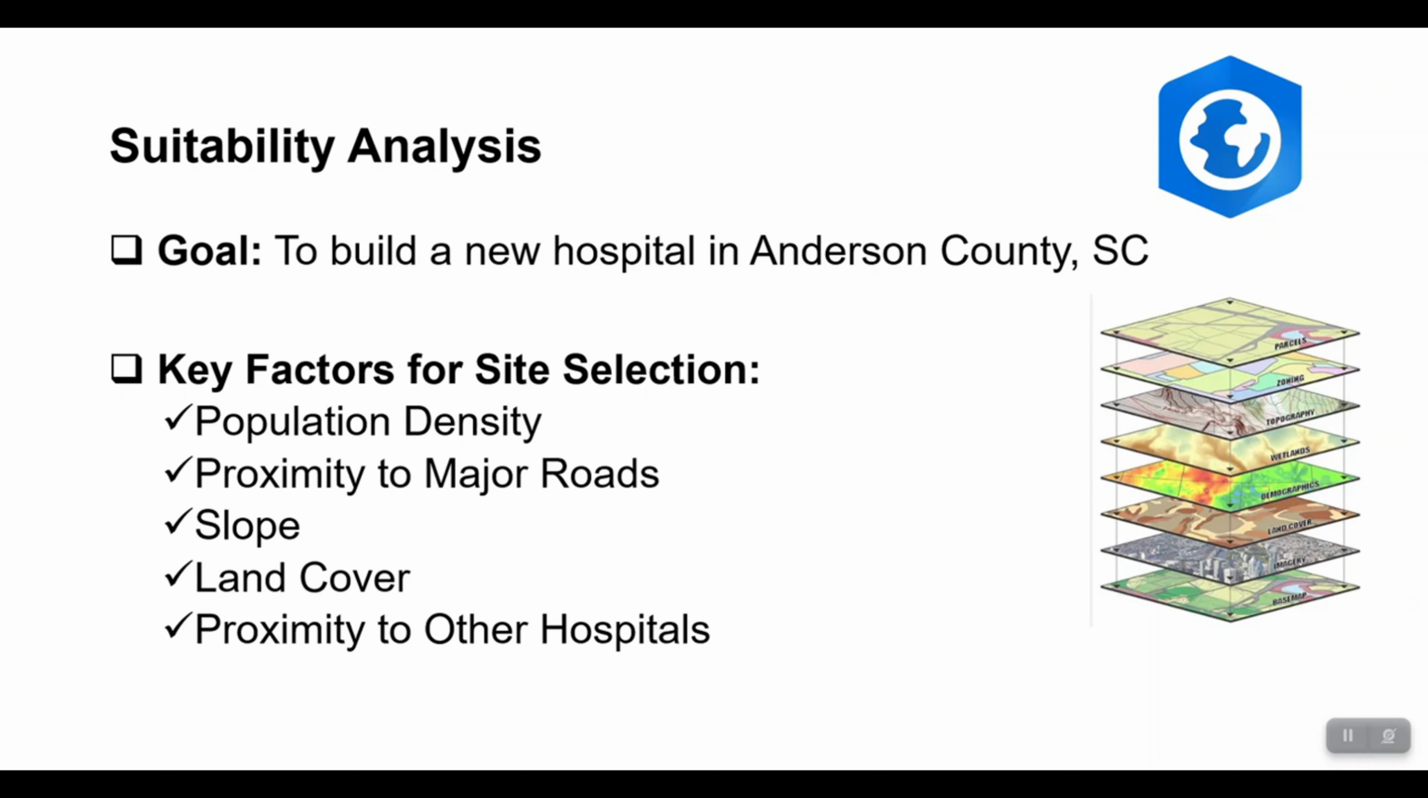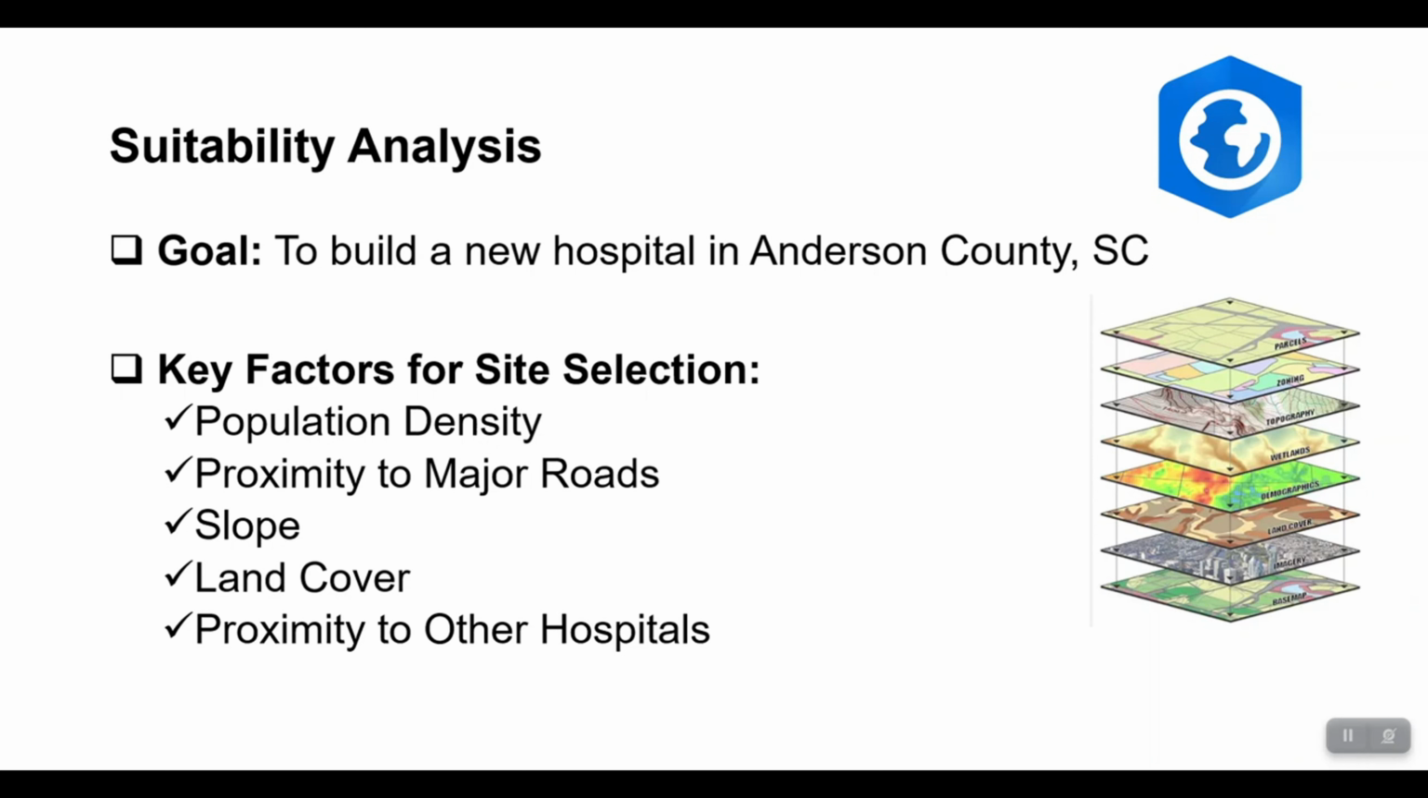So the second one is proximity to major roads. And this is because easy access to hospital is necessary for emergencies, routine visits, and also supply chains. So the next one is slope or topographic slope. And steeper slopes pose challenge for buildings stability and also increase construction costs. So we prefer areas that are flat.